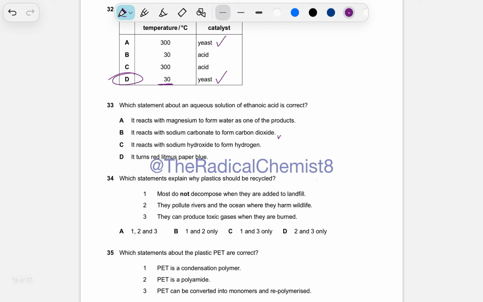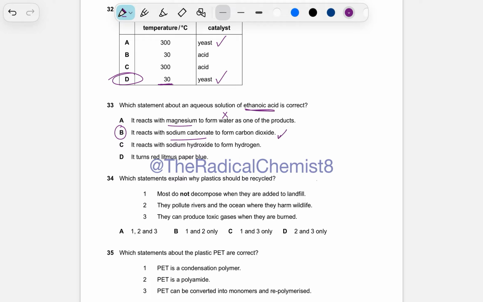Which statement about an aqueous solution of ethanoic acid is correct? So ethanoic acid, remember, is a weak acid. So it says it reacts with magnesium to form water as its product. So magnesium is a metal. Metals plus acid make salt and hydrogen, not water. It reacts with sodium carbonate to form carbon dioxide. So this is correct. Sodium carbonate is a metal carbonate, which is a type of base. Acid plus metal carbonates makes a salt, water, and carbon dioxide. So your answer is B.